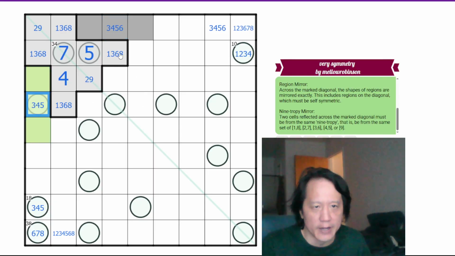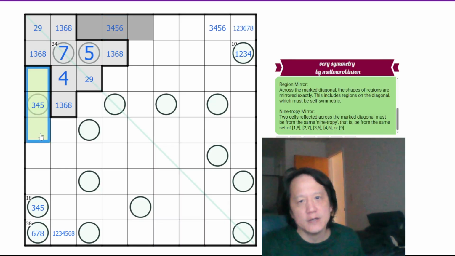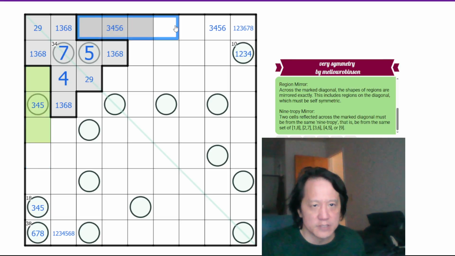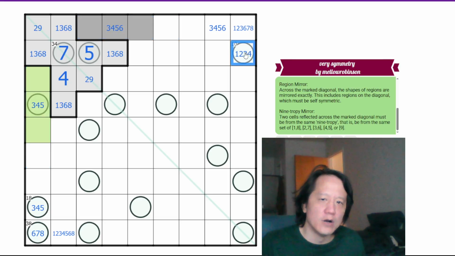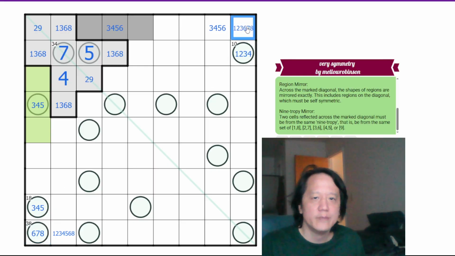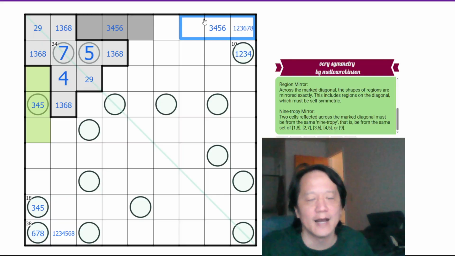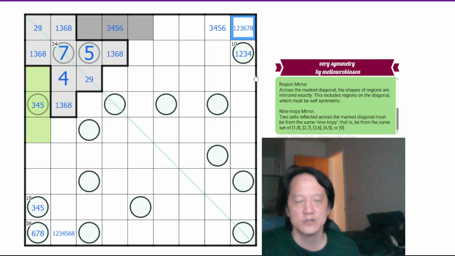And the reason why is if it's the same digit, they would see the same amount of cells in the region, right? Because it's a region mirror. Oh, that's interesting. So this is 1, 2, 3, 4, which means this cannot be the same as that digit there. Same with this. This can't be the same as that digit because the regions have to be exactly mirrored, and if it's the exact same digit, it has to see the exact same number of cells. That's very cool, actually.